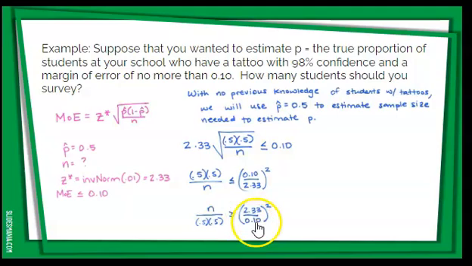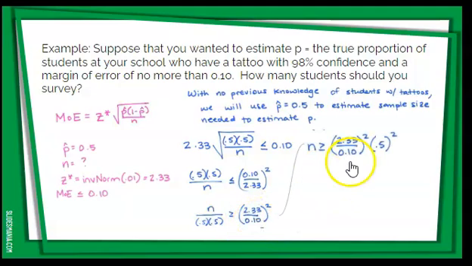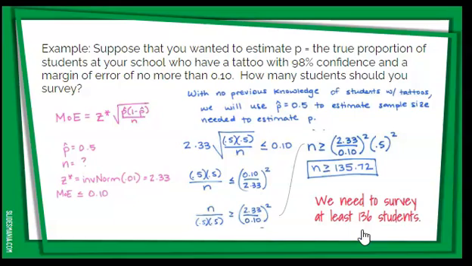All right? And I square this. So what I have next is I multiplied both sides by 0.5 squared. So I have this squared times 0.5 squared. And when I crank out my numbers, it looks like this. N is greater than or equal to 135.72. Well, these are students, right? I can't talk to 0.7 of a student. So to be on the safe side, I need to round that up because n is greater than or equal to this. So my answer would really need to be, we need to survey at least 136 students.